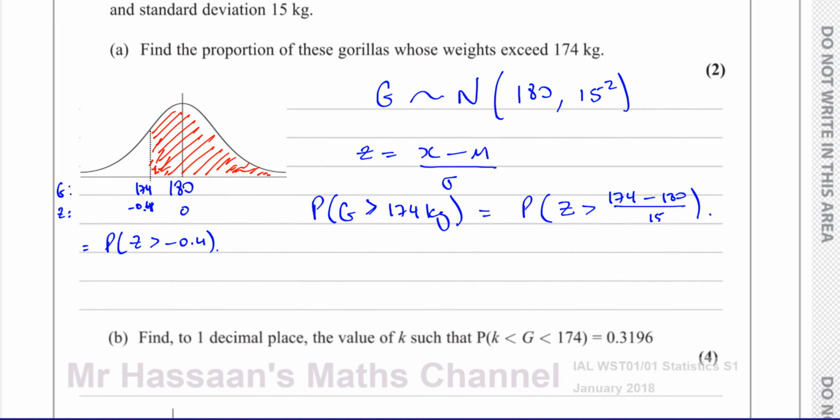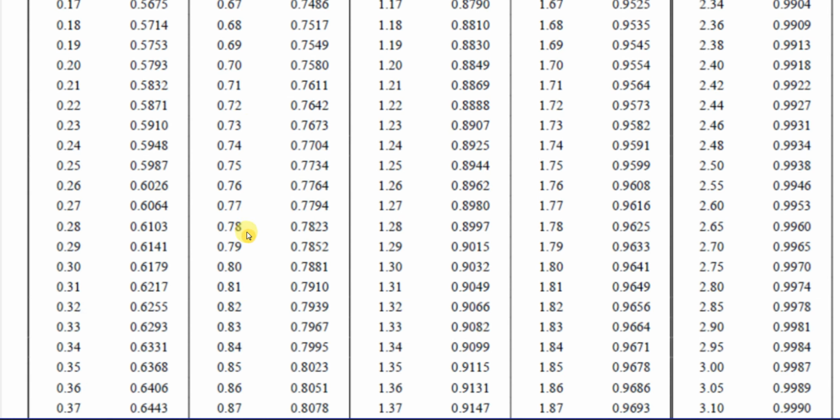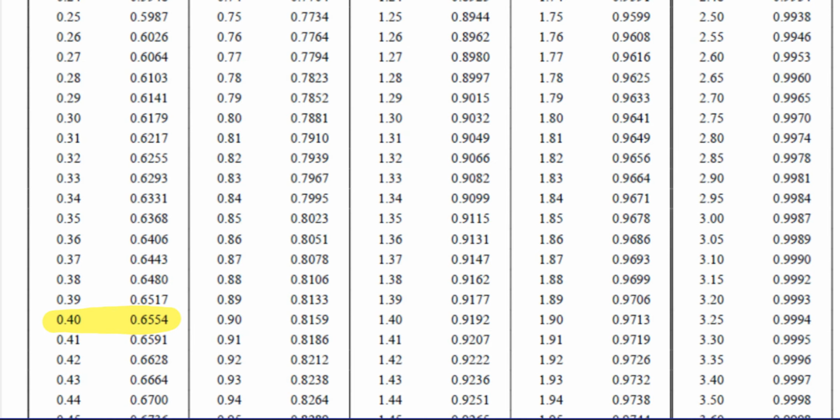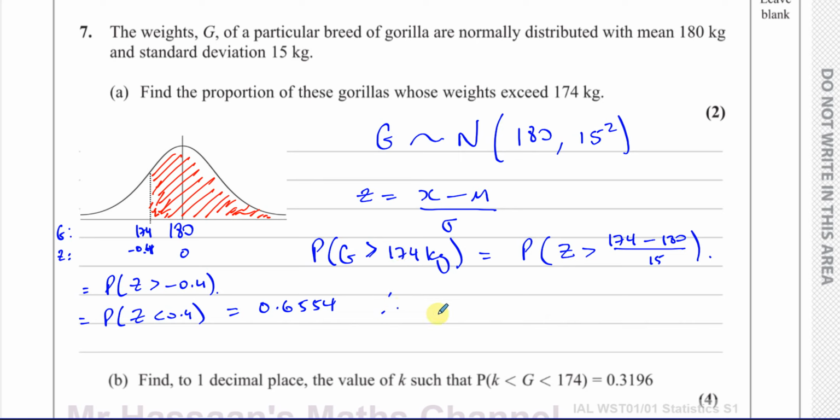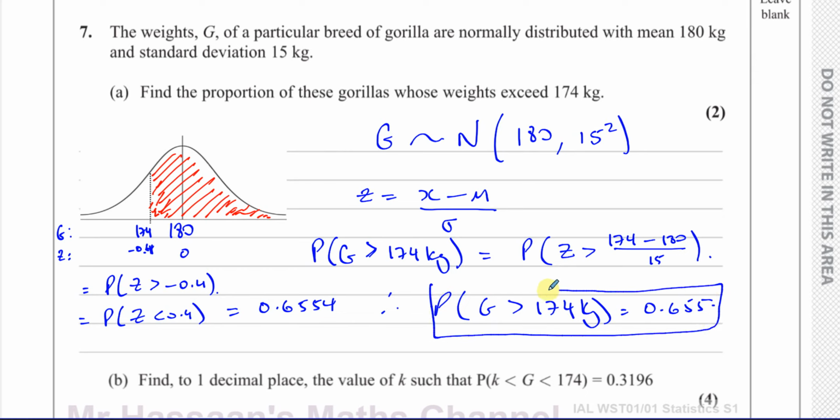So basically, this is the same as saying the probability that Z is less than 0.4, which our table gave us as 0.6554. Therefore we can say the probability that the gorilla has a weight greater than 174 kilograms is equal to 0.655 to 3 significant figures, and there's our answer for part A. All right, so I hope that was clear, explaining from the beginning.